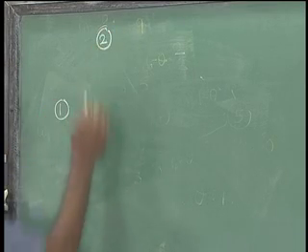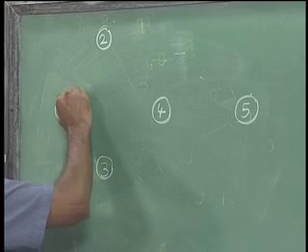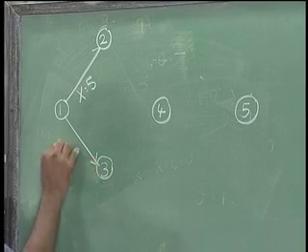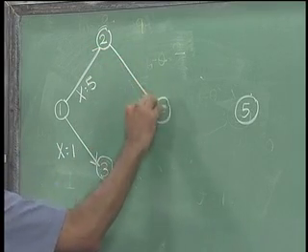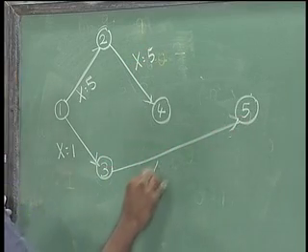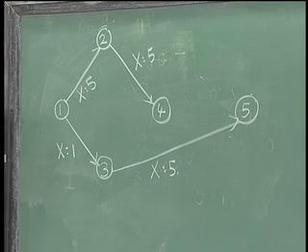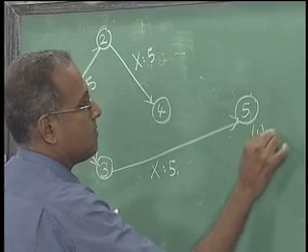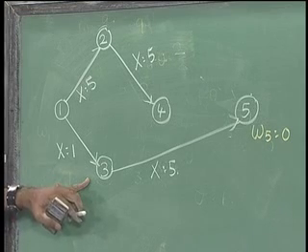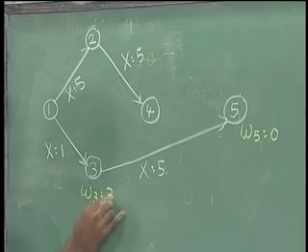So, I have 1, 2, 3, 4, 5 nodes, and a solution x equal to 5, x equal to 1, x equal to 5 and x equal to 5. So, this is the solution. Now, we again fix W5 equal to 0. Now, we get W3 from Wi minus Wj equal to Cij. Cij is 3. So, you get W3 equal to 3.